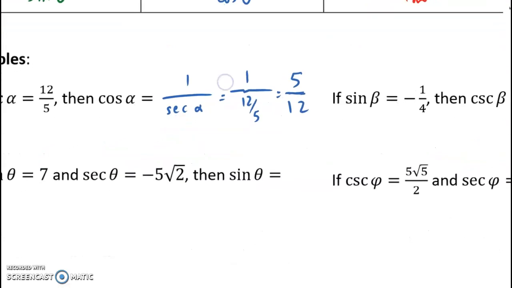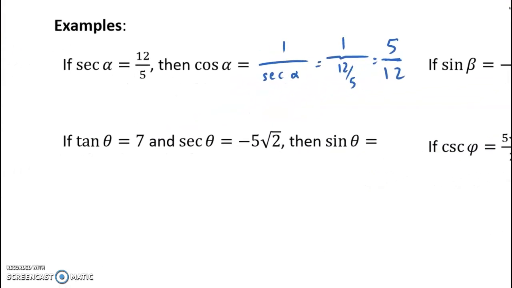To up the level of difficulty a bit, we're given two different values here. Neither one of them is the reciprocal of the sine. However, I do know that the secant of theta is the same thing as 1 over the cosine of theta. So if I know that the secant of theta is negative 5 root 2, then I know that the cosine of theta equals the reciprocal of that value, or negative 1 over 5 root 2. All right, well, how does that help?